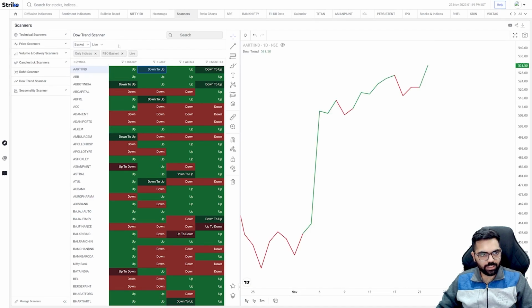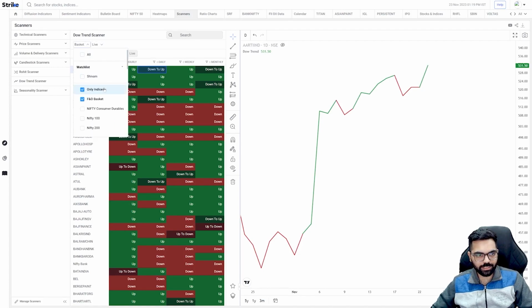Now you can either see the trend based on live candle or you can even look at previous candle close. Now, since we are looking at closing prices, some people will prefer to look at only confirmed signals, that is on previous candle close. So you can select the basket you want. You can even select your own watch list. So I've just selected indices as well as FNO basket here.